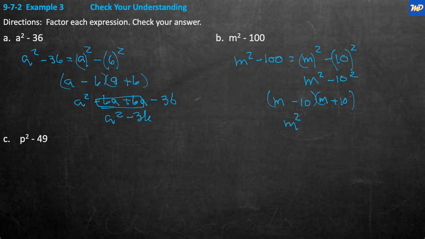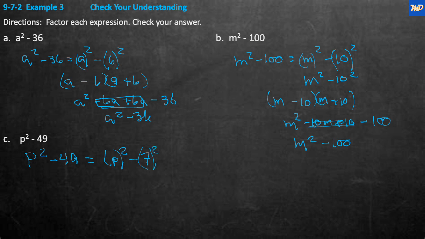m times m is m squared, minus 10 times m right here, and the m times positive 10, plus 10m. And it's all equal to negative 100. These two cancel out, and it's m squared minus 100. And the very final problem here, p squared minus 49. And that is equal to p squared minus 7 squared.